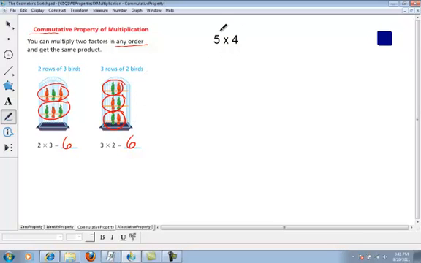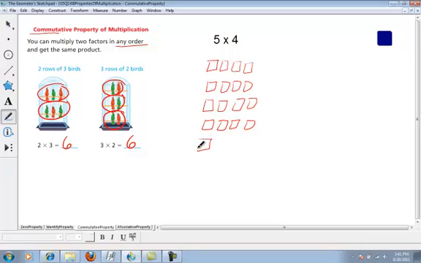Now let's take a look at this expression. We have 5 groups of 4. So I'm going to draw my 5 rows with 4 in each row. 1, 2, 3, 4. 1, 2, 3. So there's 2 rows of 4, or 2 groups of 4. 3 groups of 4. Now I have 4 groups of 4. And 5 groups of 4.